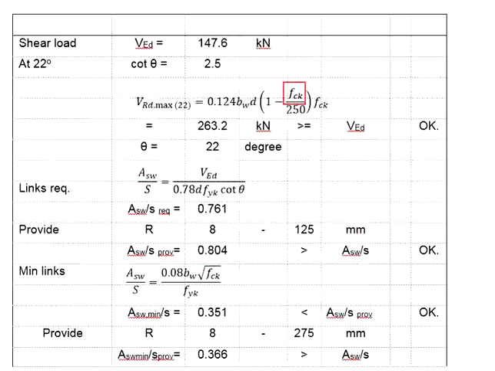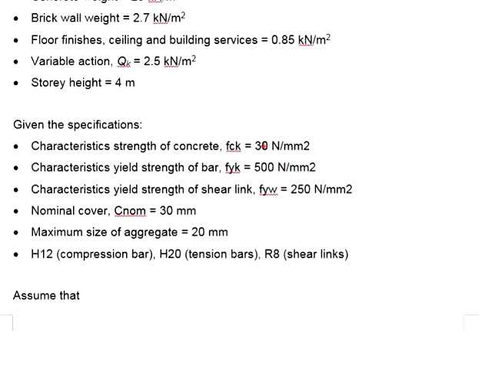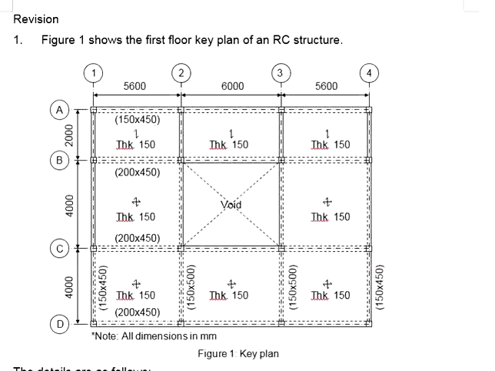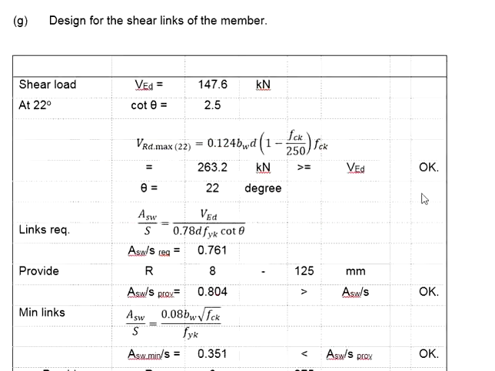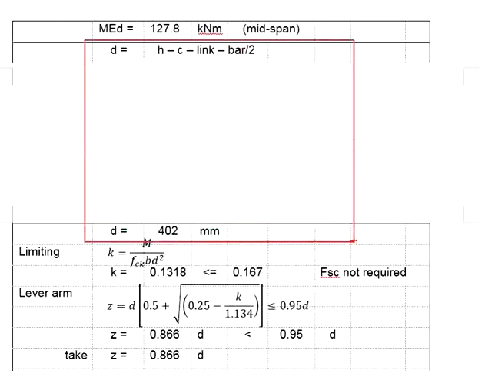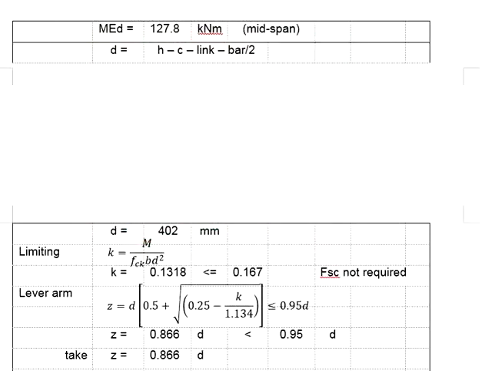The fck is given, which is 30 Newton per mm square. The b and d represent the beam size. From the structural key plan, the beam has a width of 200 mm. As for the effective depth, we have calculated it while we were designing for the moment resistance.